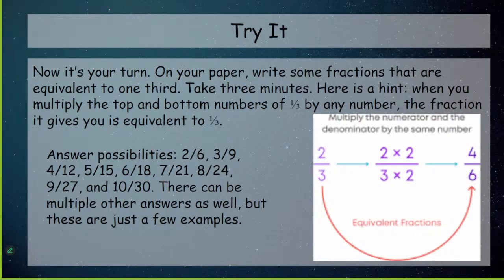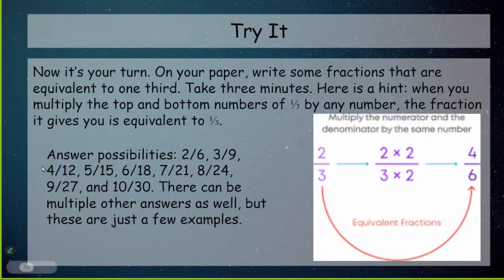Let's see how we got each one. We got 2/6 if we multiplied the top and bottom of 1/3 by 2. 1 times 2 equals 2, and 3 times 2 equals 6. So that makes 2 over 6. We get this second equivalent fraction by multiplying the top and bottom by 3. 1 times 3 equals 3, and 3 times 3 equals 9. So 3 ninths is equal to 1/3.